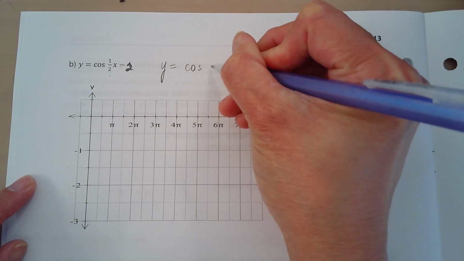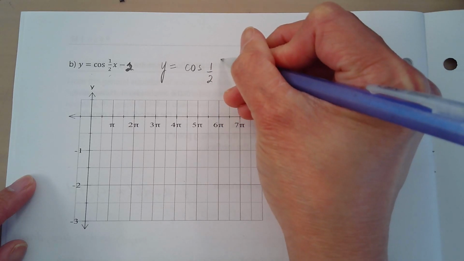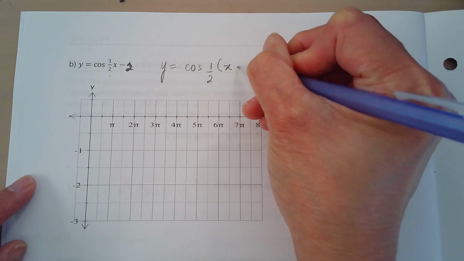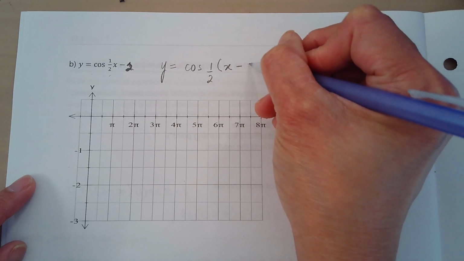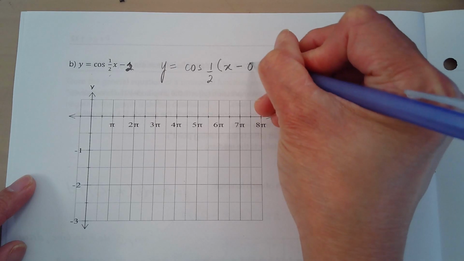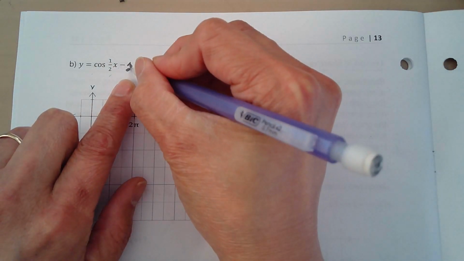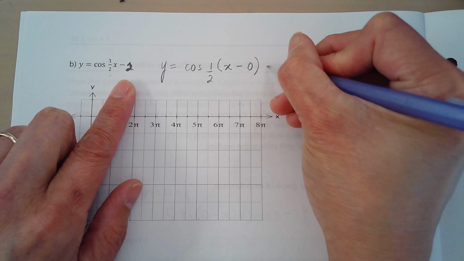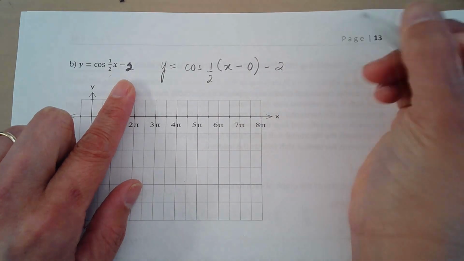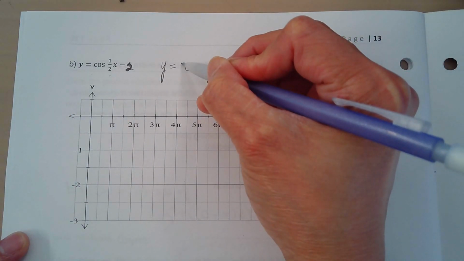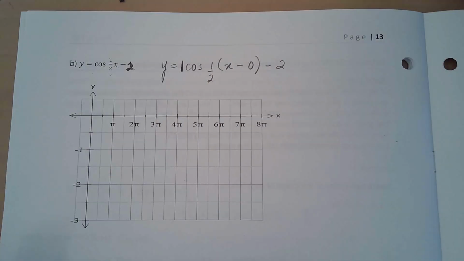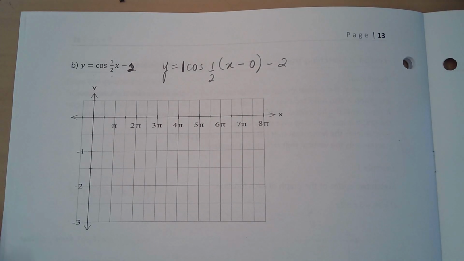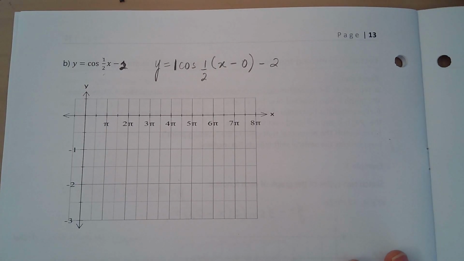Cos, 1/2, brackets x minus, what do I put in here? Oh yeah, I had to change it to 2. And then minus 2. What do I put over here? A, which is 0. 1. Yeah, it has to be 1. Okay, let's see if we can do this.